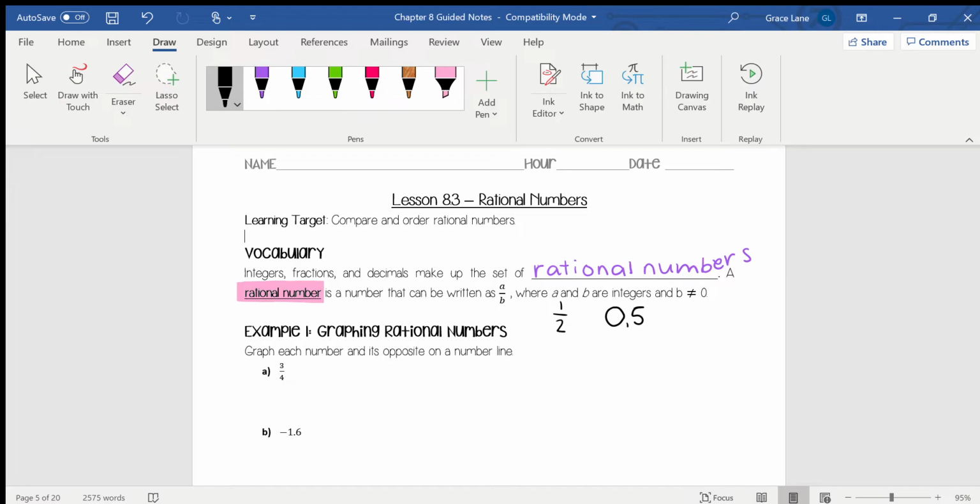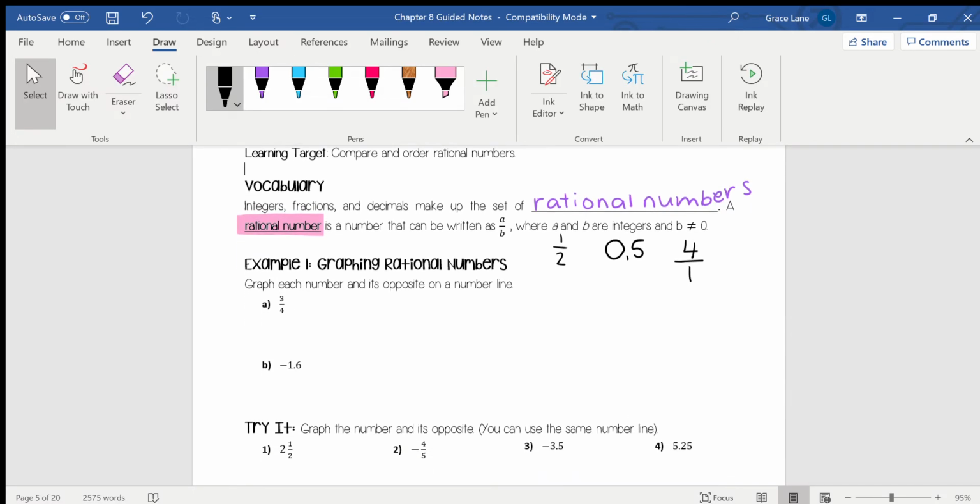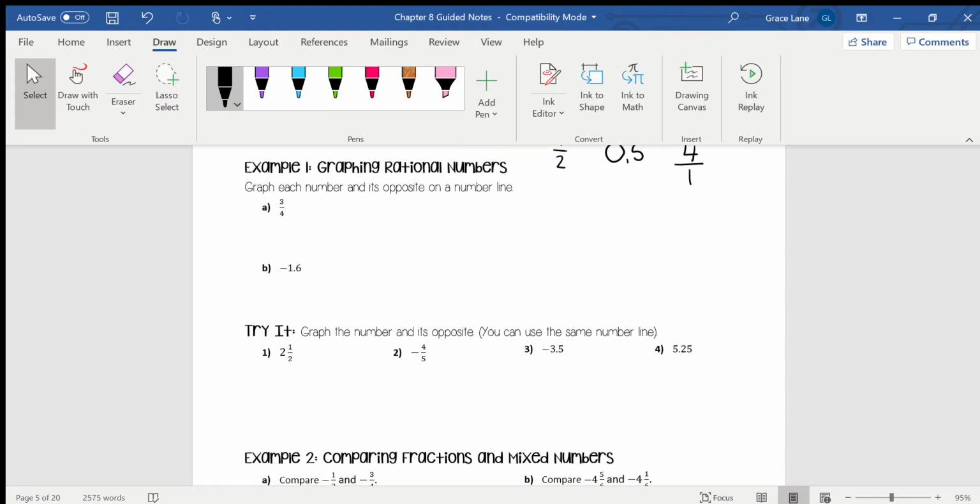But that also includes numbers like, I don't know, 4. Because even though 4 is a whole number, 4 is equal to 4 over 1. And so that's true for all positive numbers and all negative numbers. Okay, so the first thing we're going to do is just practice graphing different rational numbers. You've all graphed fractions and decimals before, but now we're also going to be including negative fractions and decimals. No need to freak out though.